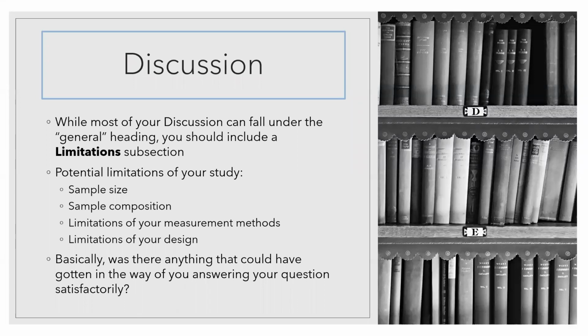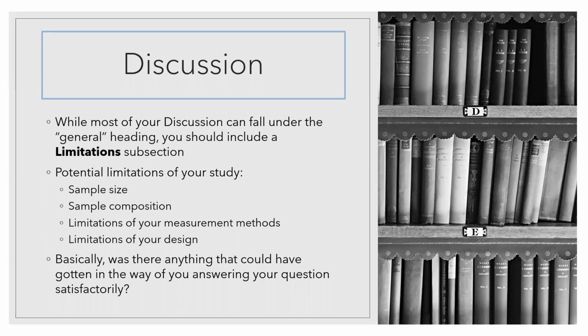After you considered your project's implications on specific and broader levels, you should consider its limitations. Most of your discussion, for example, the previous parts discussing the implications, can fall under a general discussion heading, but you should include a separate subsection near the end titled Limitations. For this subsection, think about the potential limitations of your study. A few common ones are sample size, sample composition, limitations of your measurement methods, and limitations of your research design.